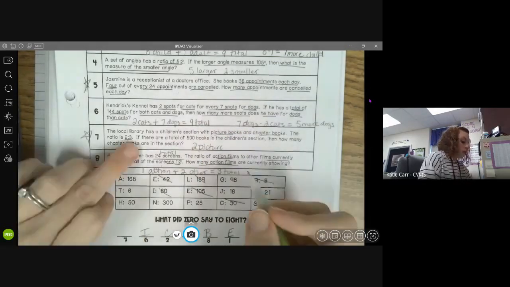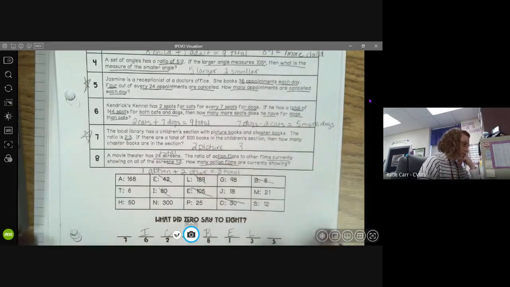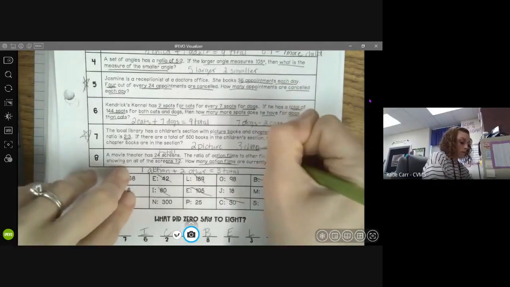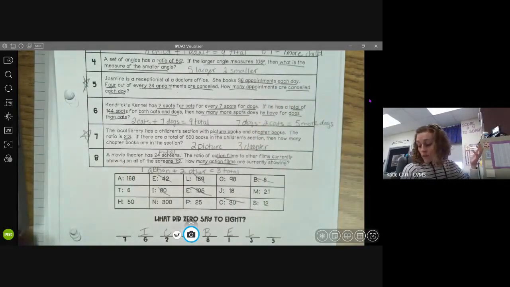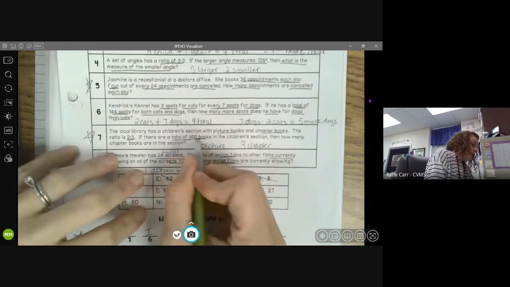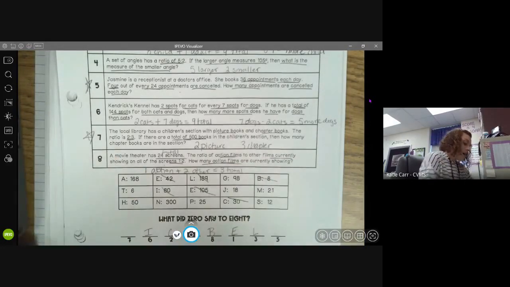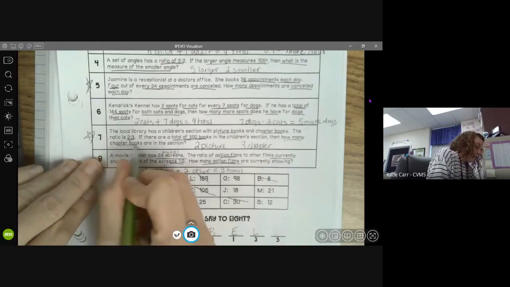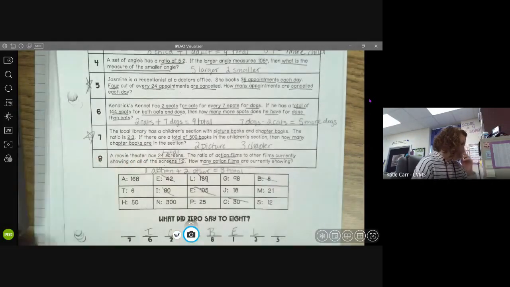And then 3 is next. And which one came next in my sentence? Chapter books. Right, so chapter. And then I'm probably going to have to do something with those, but I don't know yet, because I've not read the rest. But I just wanted to write it out just like that. So if there are a total of 500 books in the whole children's section, how many chapter books are in the section? So the whole children's section has 500 books, but it just wants to know about the chapter section.